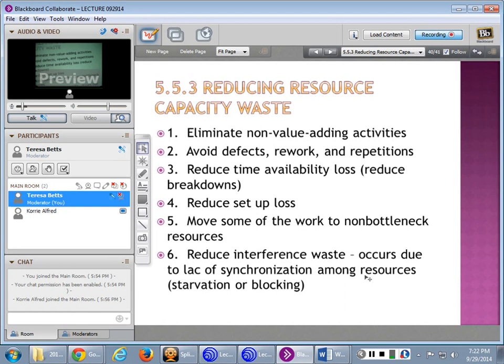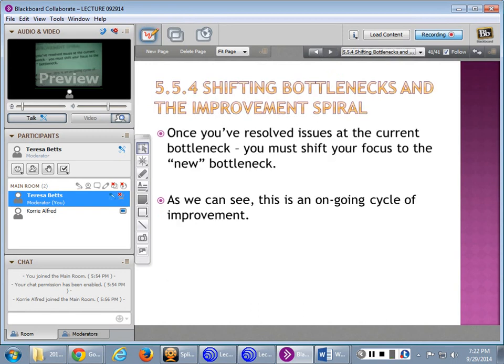What you do is you look for your bottleneck resource and you try to take those activities that you can off your bottleneck and move them to other resources, okay? You try to reduce interference waste, which occurs because of lack of synchronization among your resources, where you have the starving or the blocking because of the bottleneck, okay? So again, those are some ways that we can reduce resource capacity waste.